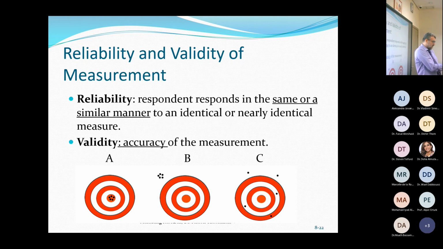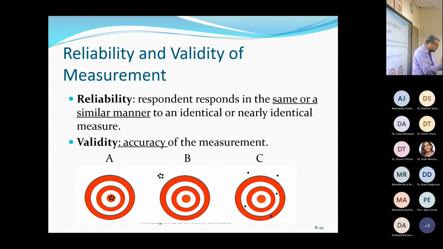It's valid. Why? The pistol is made to reach the target, the center of the target. So it's a valid gun. And all of the bullets went inside the center. So reliability is consistency in the answer. This one, B, none of the bullets reach the center of the target. So it's an invalid gun. But the gun is not to be thrown away.